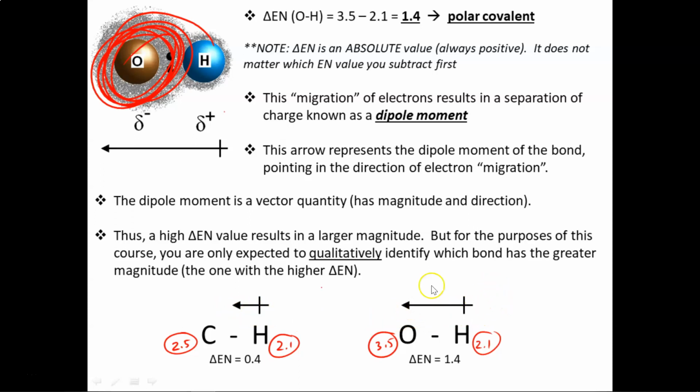Now, in future courses, you will have to draw these magnitudes to scale. So maybe you would say 1 centimeter represents a 0.1. But for this course, all we're going to do is qualitatively identify which direction it's going and qualitatively say, oh, this one's bigger than the other one. So we don't have to draw it to scale necessarily. So that will simplify our questions significantly.